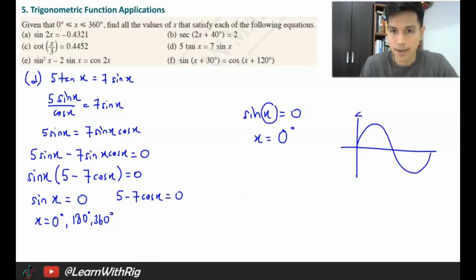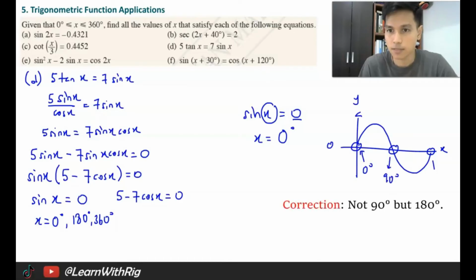What is the x value such that you get y equals 0? So here's the y, here is x. So y equals 0 is here, at this point, at this point, at this point. So at this point, what's the x value? X value is 0. Here x value equals 90. Here x value equals 360. That's why there are three answers.